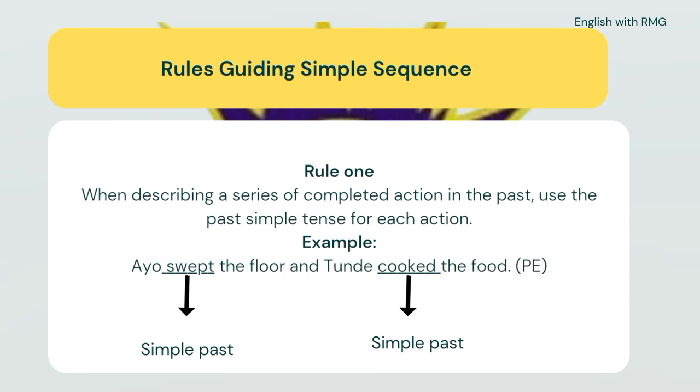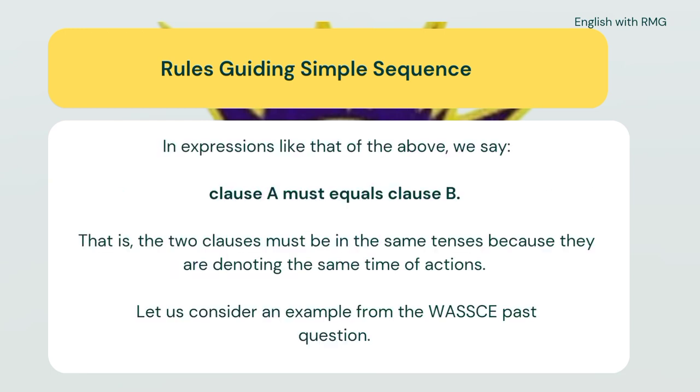For example, Ayo swept the floor and Tunde cooked the food. So these two actions are already in the past. So I'm going to use the simple past tense for both of them because they happened at relatively the same time. So in expressions like this, we say that clause A must equal clause B. That is, both clauses must be in the same tense.